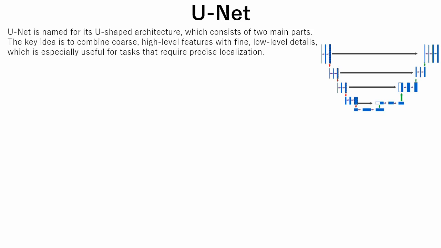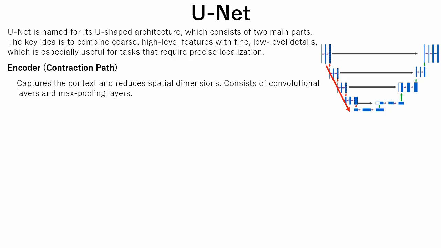In this tutorial, we use U-Net as a network that represents the policy. U-Net is named for its U-shaped architecture, which consists of two main parts. The key idea is to combine coarse, high-level features with fine, low-level details, which is especially useful for tasks requiring precise localization. The first important feature of the U-Net is the encoder.